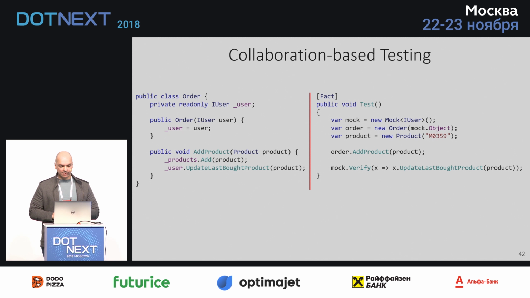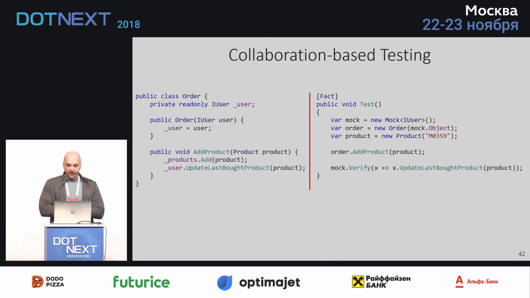So let's take some examples. Here on the left, you can see an order class that, while adding a product, notifies the user that it needs to update its last bought product. And on the right, you can see a test that verifies this behavior. It verifies that the order calls this update last bought product method on the user.